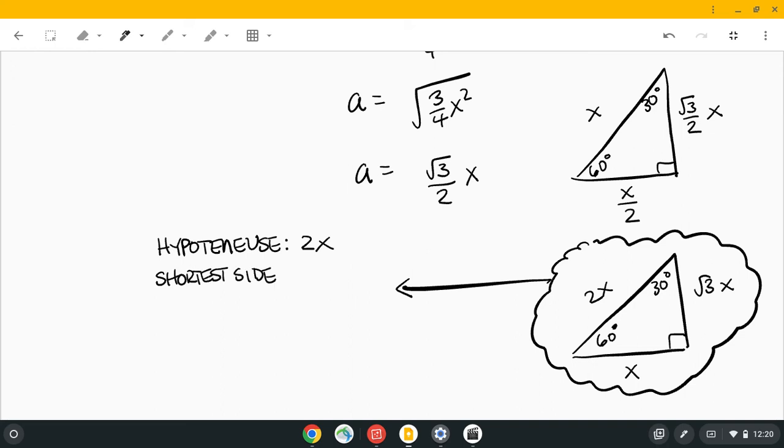The shortest side is the one that connects the 60 and the 90. Okay, so this one is x, and then the other leg, the long leg, which is the one that connects the 30 and the 90, is square root 3 times x. Okay?